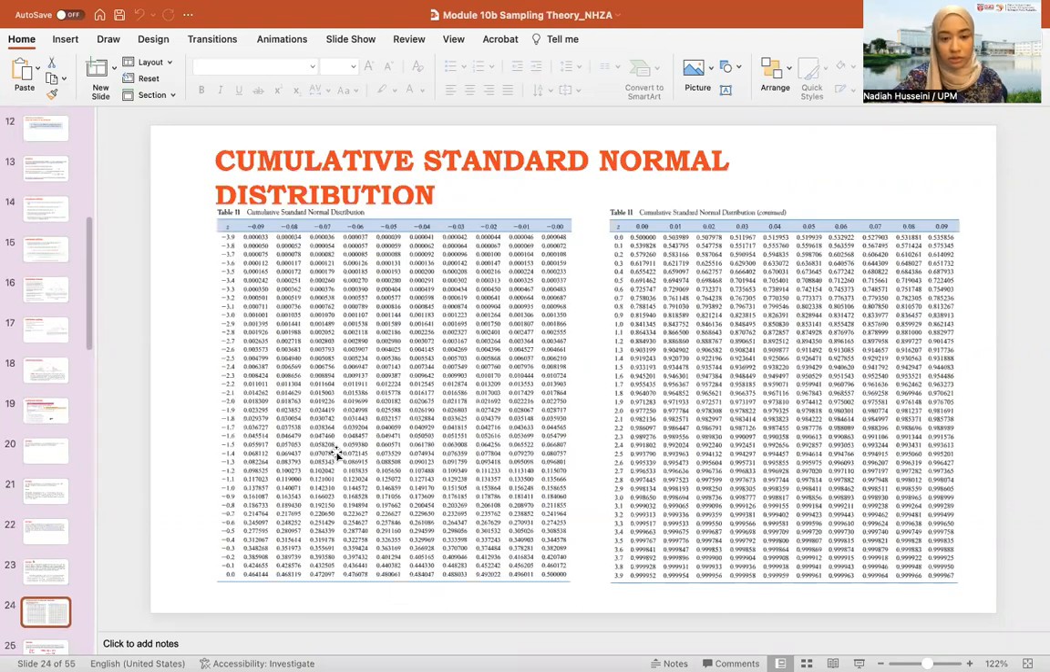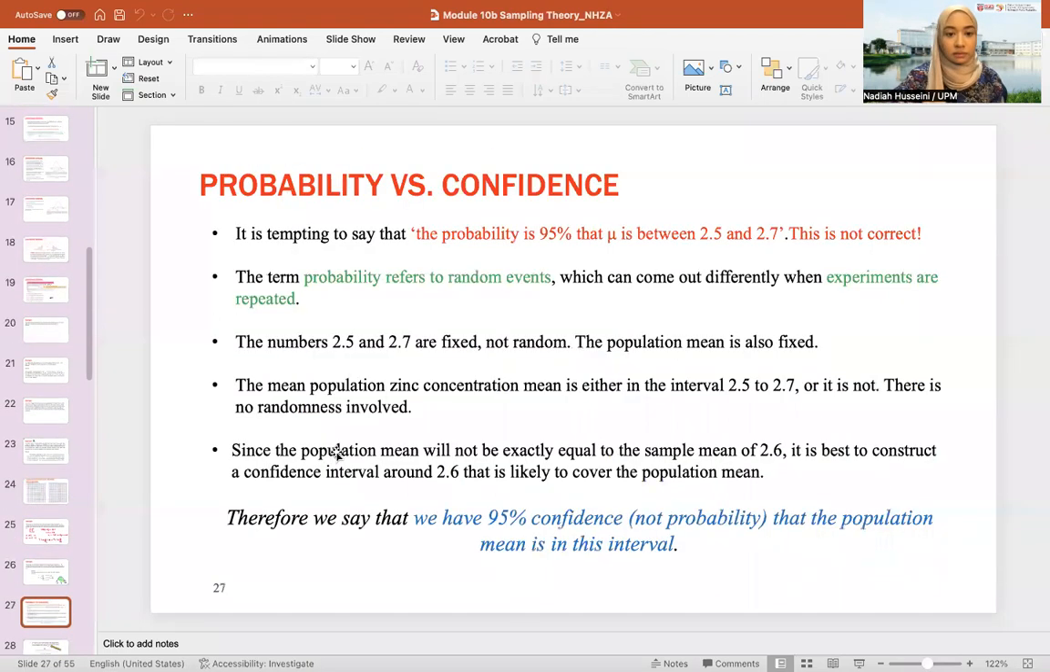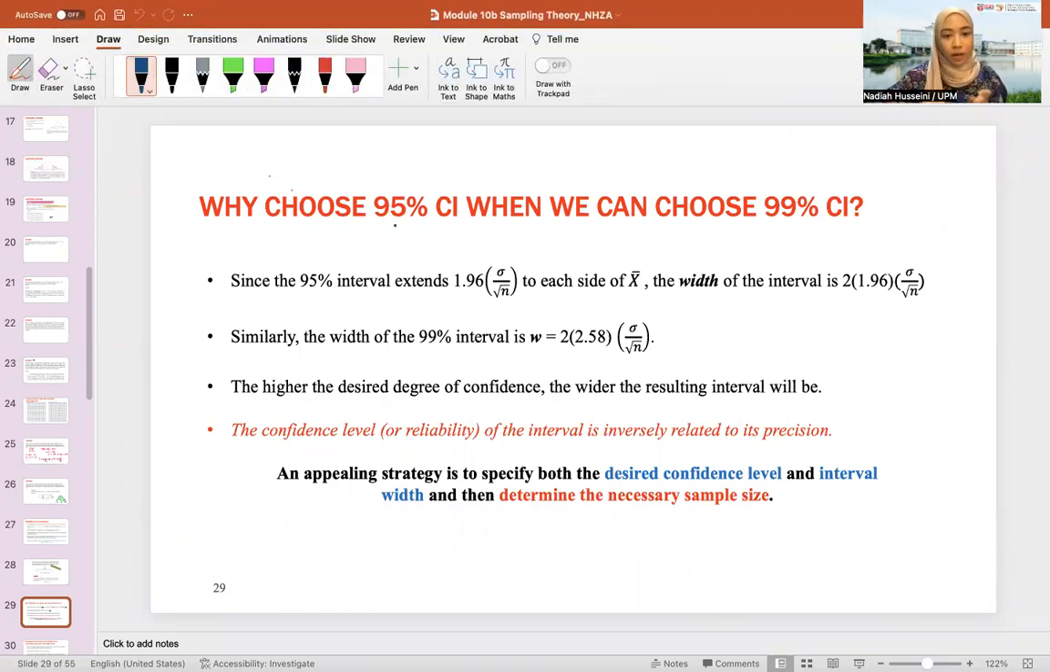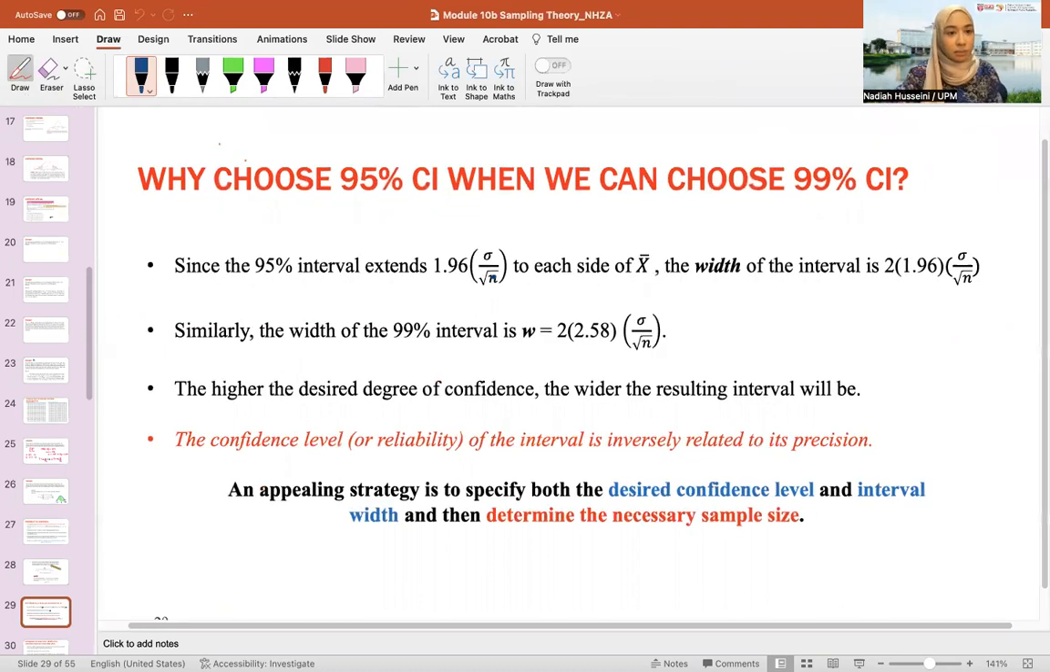Okay, so my question today is, where is it? Okay, it's here. Let me start. I'm recording, right? Yes. Okay. Why choose 95% confidence interval? I'm going to short form this as CI, when we can choose 99% confidence interval.